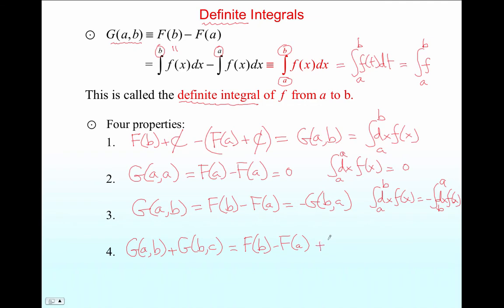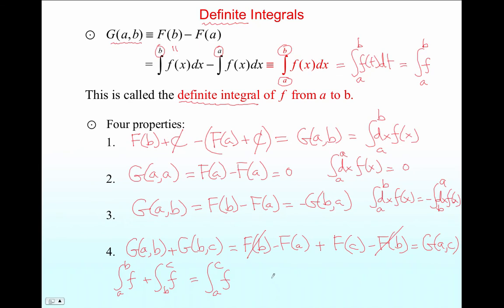and then I add to this f of c minus f of b, and that is g_bc. But f of b cancels out, and so this is just f of c minus f of a, which is equal to g_ac. So you can go from a to b, b to c, and it's the same as going from a to c directly. Now, you can write this as integral a to b f plus integral b to c f as directly equal to integral a to c f.